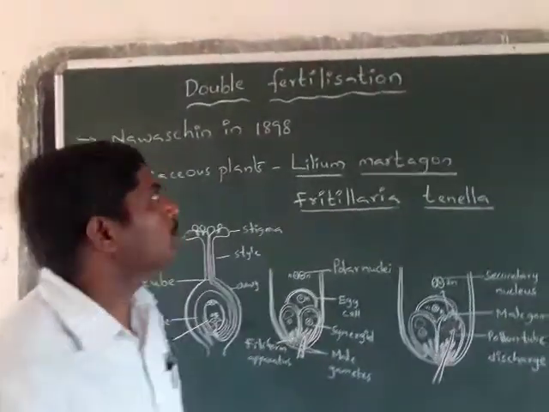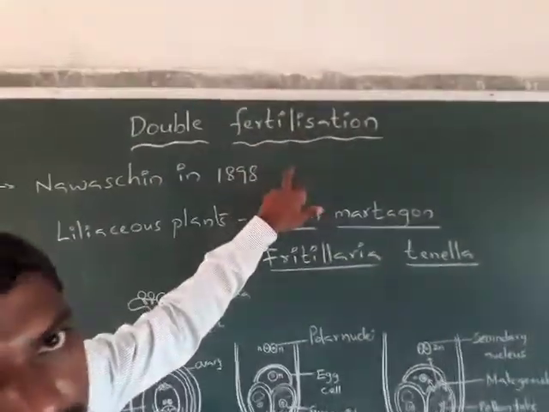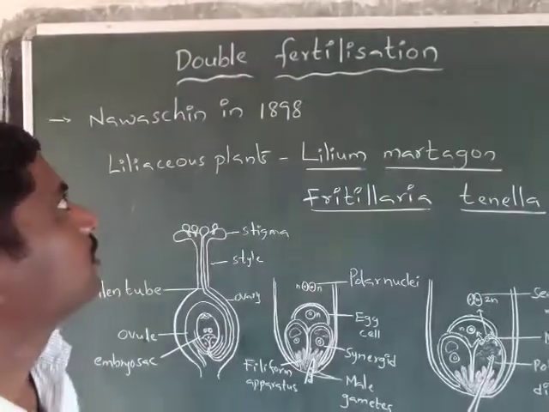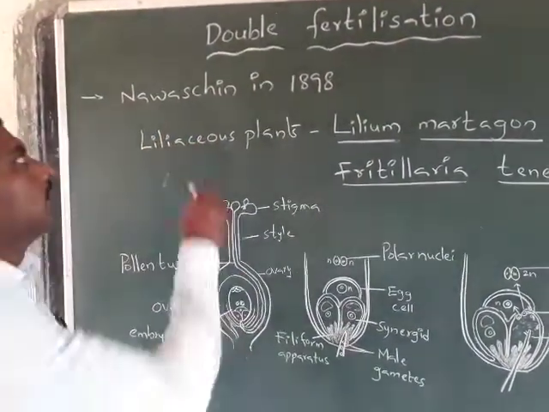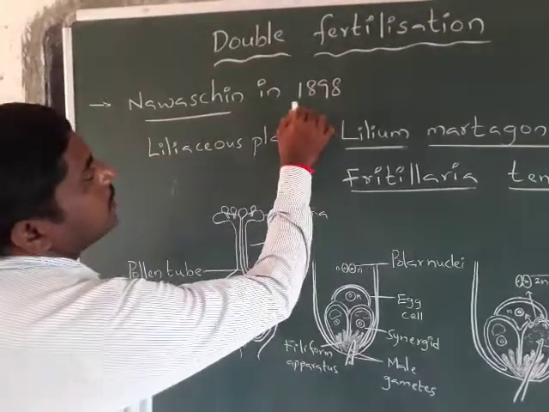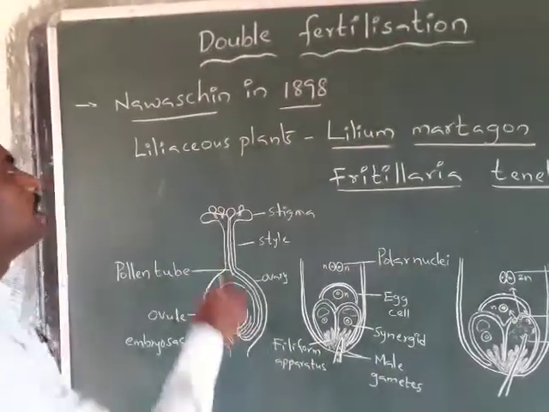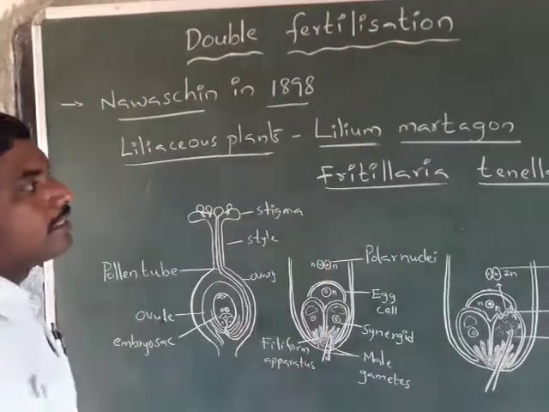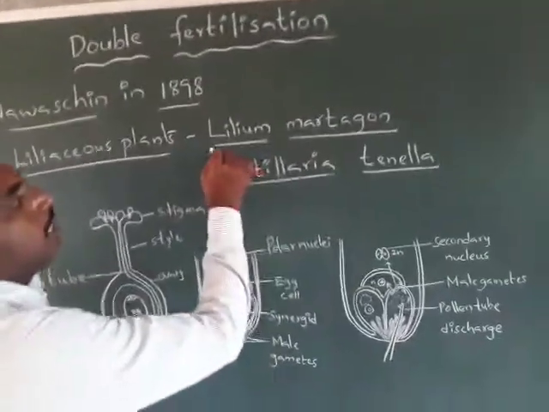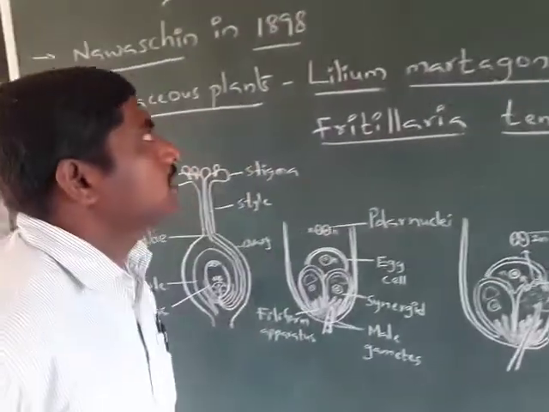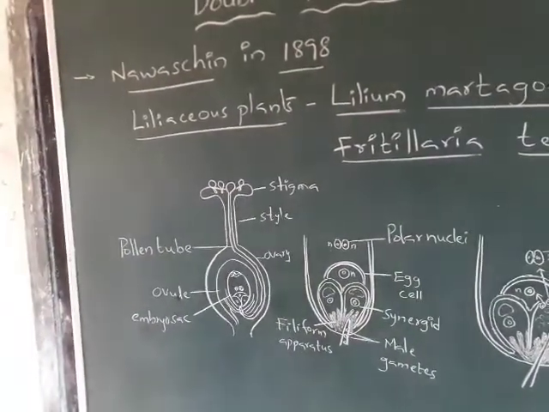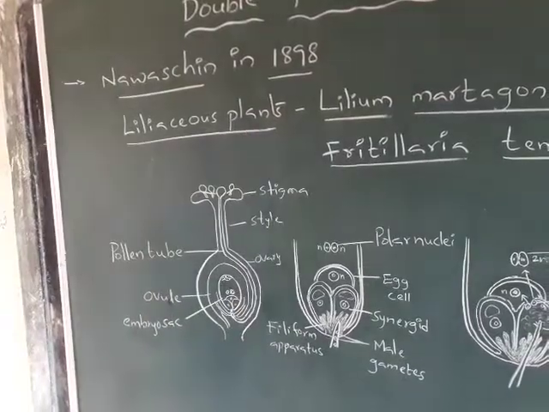In this video we talk about double fertilization. Double fertilization was first discovered by Navashin in the year 1898 in liliaceous plants like Lilium, Fritillaria. Navashin first discovered it in the liliaceous plants.